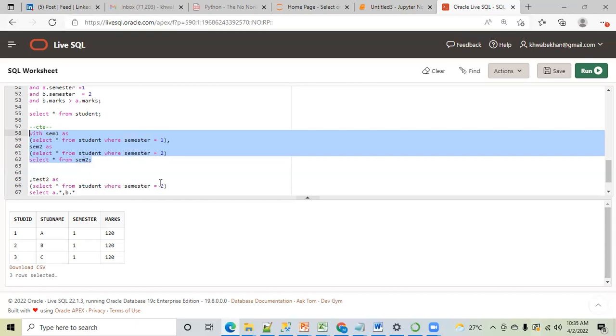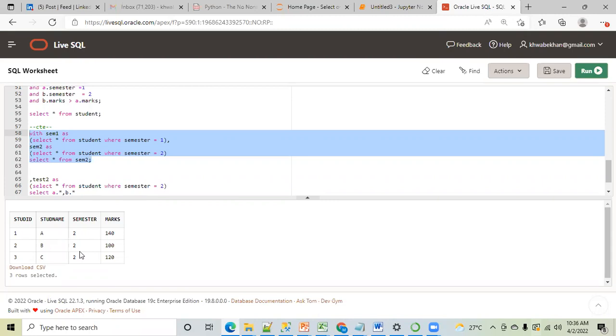Which semester data will I get? Semester 2. Why are you taking this much time, guys? Very simple. In semester 2, you have data of semester 2, so semester 2 data will be shown here. See, semester 2 data is coming here. Is this clear now? Yes.